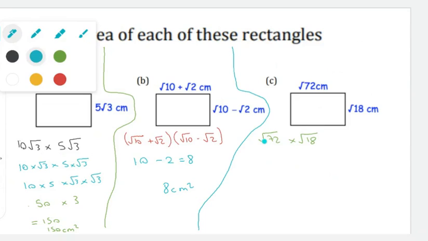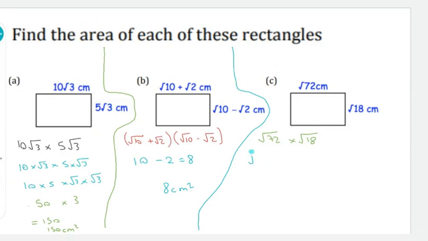Nice, because on the previous example we've done that, but just to show it again, square root of 72 is square root of 36 times the square root of 2. Square root of 18 is square root of 9 times the square root of 2. This simplifies to 6 square root of 2, and this simplifies to 3 square root of 2. 6 times 3 is 18. Root 2 times root 2 is 2. So that gives us 36. So 36 centimeters squared.